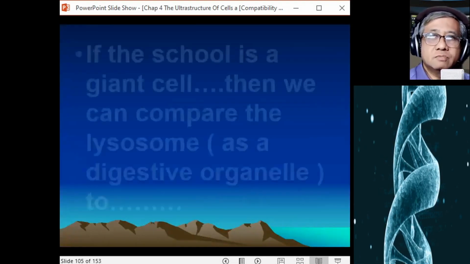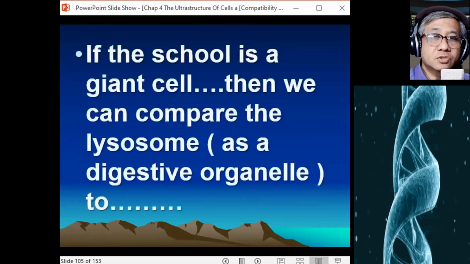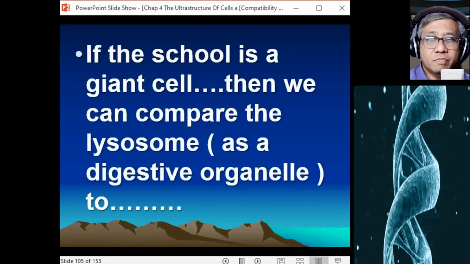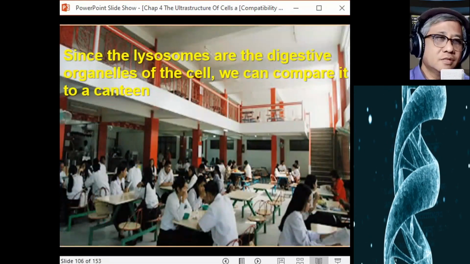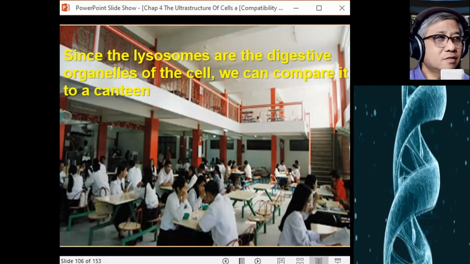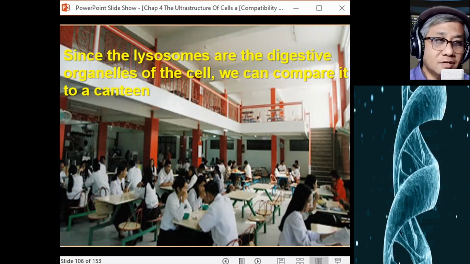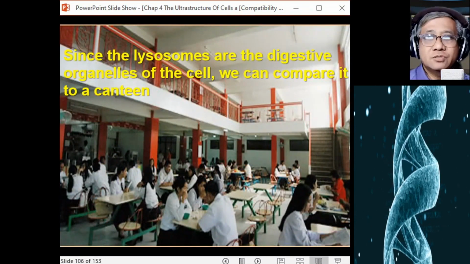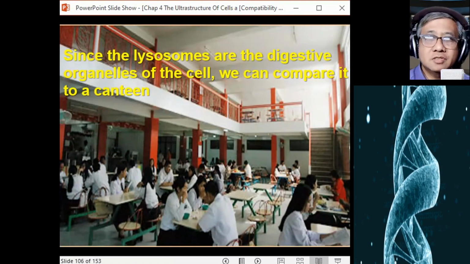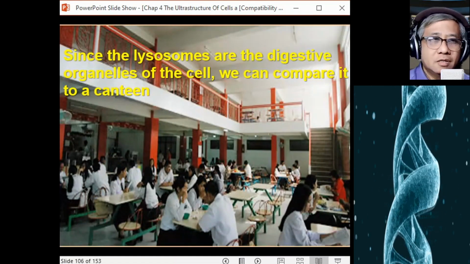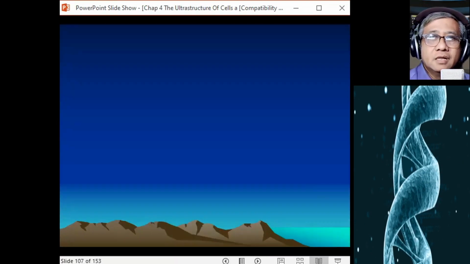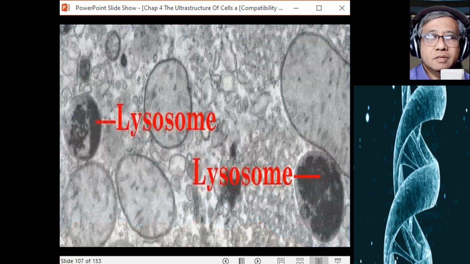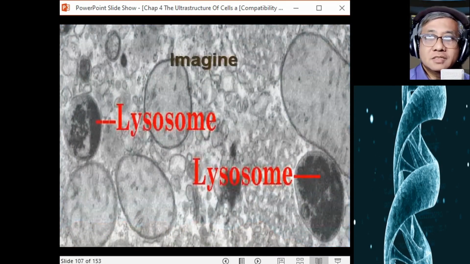So those are the lysosomes. And again, if the school is a giant cell, then we can compare the lysosome as a digestive organelle to the canteen. Now, I don't know if you can accept this analogy, because in the canteen there is digestion. Since the lysosomes are the digestive organelles of the cell, we can compare it to the canteen of the school. Okay? Alright.